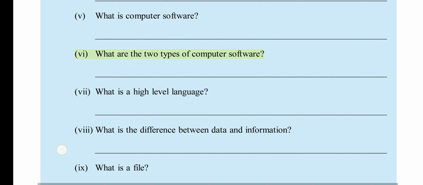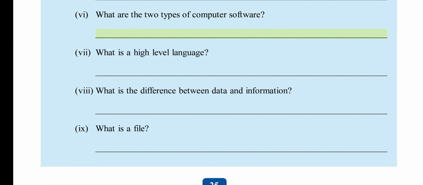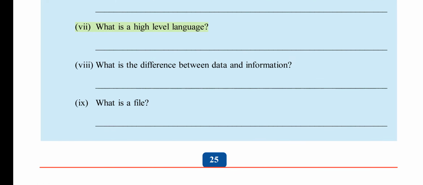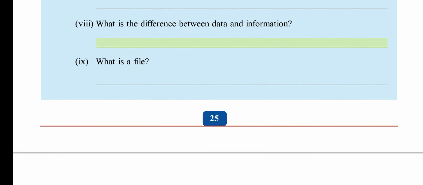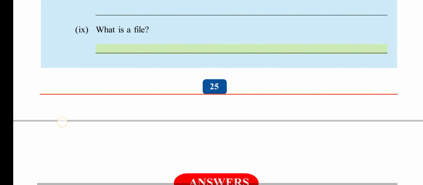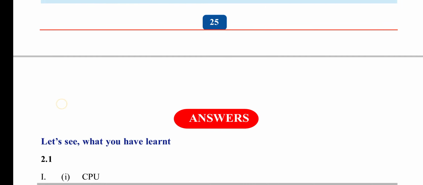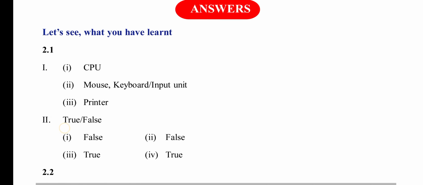What are the two types of computer software? What is a high-level language? What is the difference between data and information? What is a file?